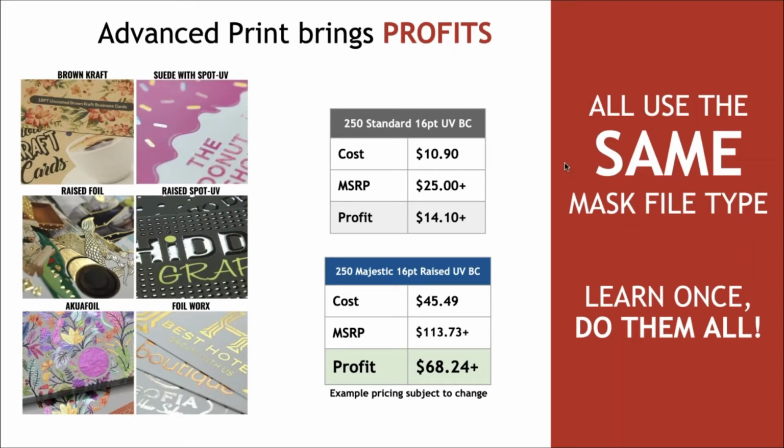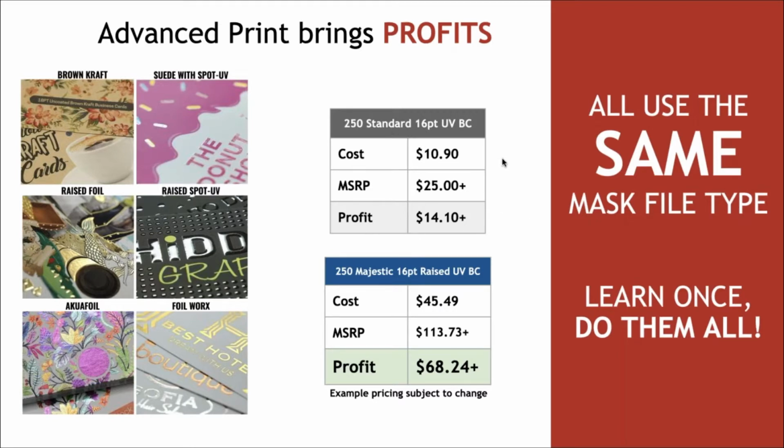The way advanced print elevates the profit level that you guys will have, especially based on just a normal general product, is really great. Just based on general business cards, and as you can see here, this is taking a 250 standard 16-point UV business card. The cost from us is $10.90. MSRP to you is really $25 around there, not much. Some people even use this as a loss leader to generate more business. So, the profit level is not great with a standard business card.